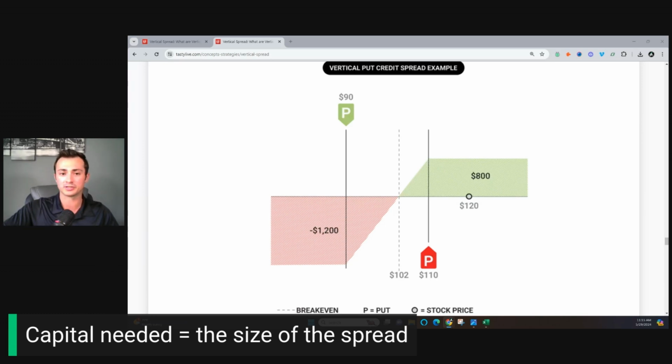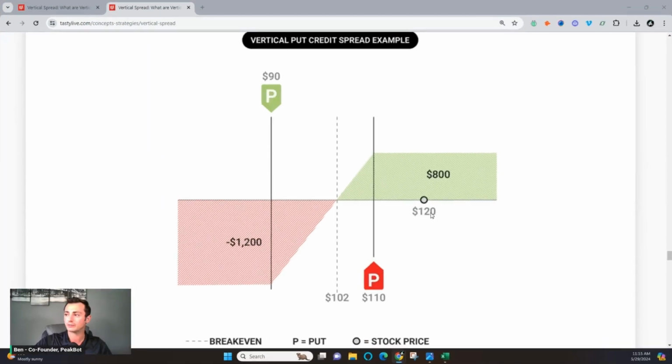So in this particular example, again, the stock price is trading at around $120. We might be selling the 110 strike and then buying the $90 strike. That's giving us a $20 spread, which means our maximum loss here is the spread minus whatever the premium is. So the spread, again, $20, that's a $2,000 potential loss. You have to subtract the premium you would earn, and it looks like there might be $800 in premium earned on this trade.